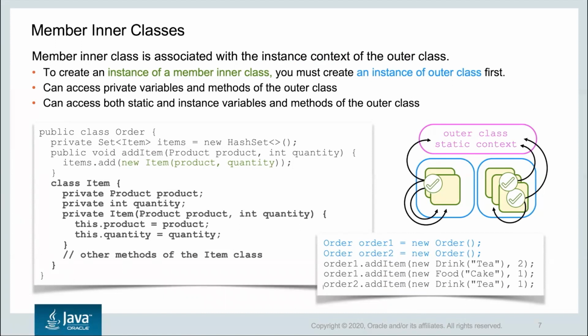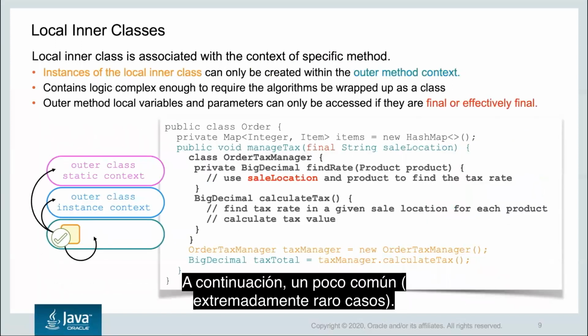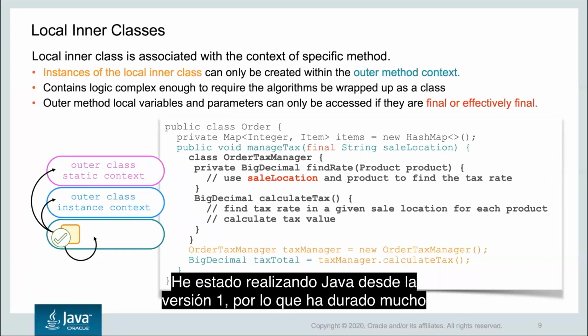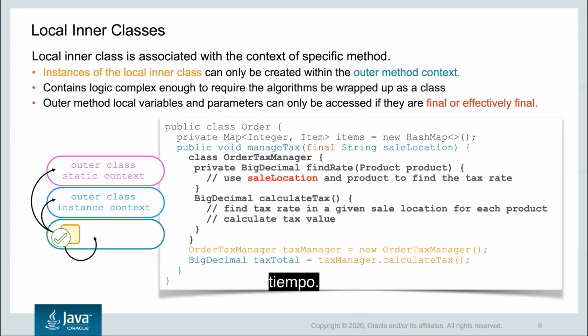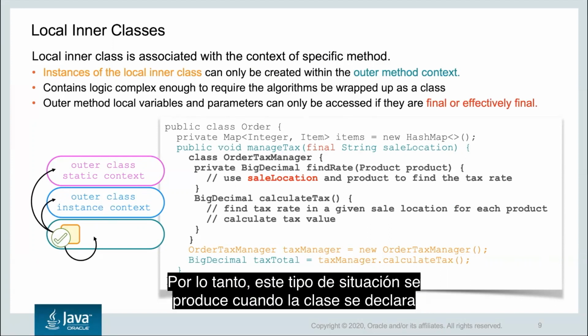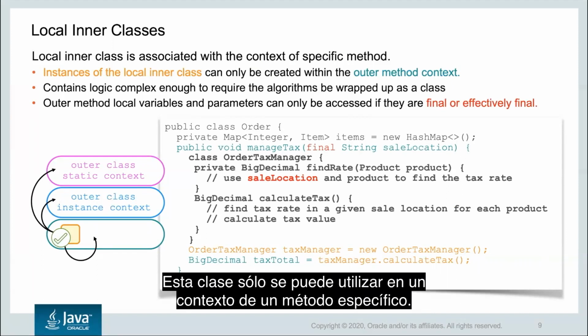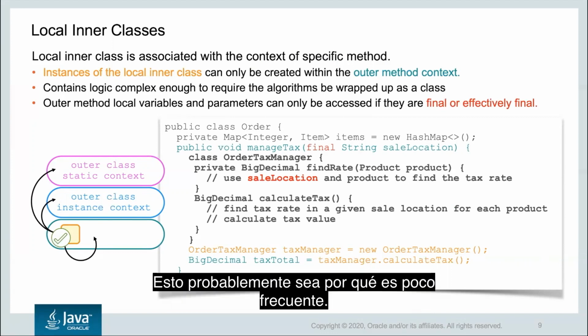Okay, next one, a very rare case, extremely rare. I've seen only a few examples of that. And I'm doing Java since version 1, yeah? So for a very long time. Anyway, so this is kind of a situation when a class is declared inside a method. So it's extremely restrictive in terms of its reusability. This class can only be used in the context of a specific method. That's probably why it's so rare.